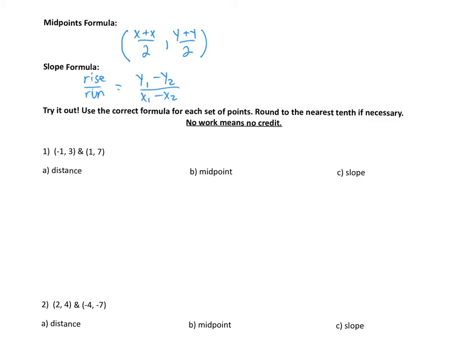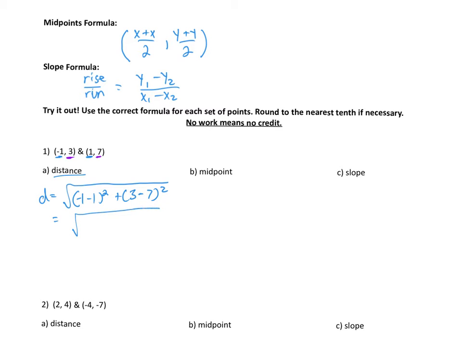First things first, distance formula for this one. A, our points are negative 1, 3 and 1, 7. So our distance formula, I'm going to subtract the x's. Our x's here are 1 and negative 1. So here, negative 1 minus 1 squared plus, and our y's now are 3 and 7, so 3 minus 7 squared.